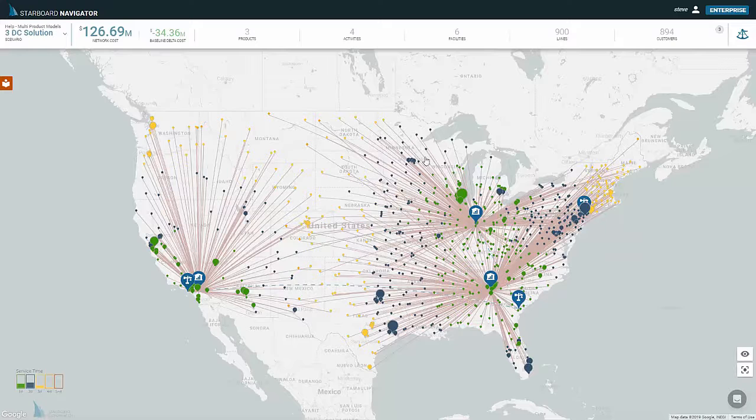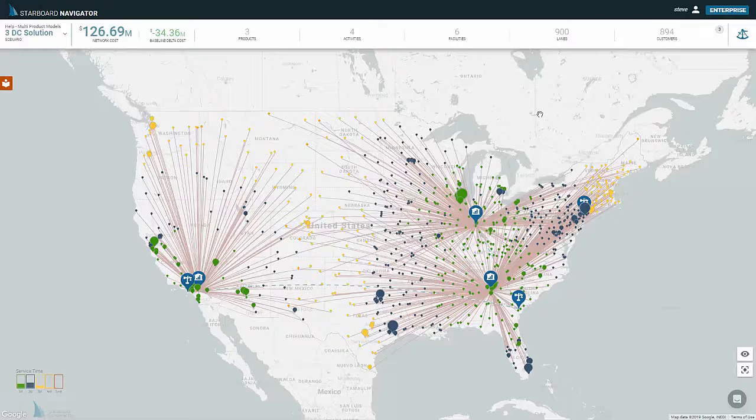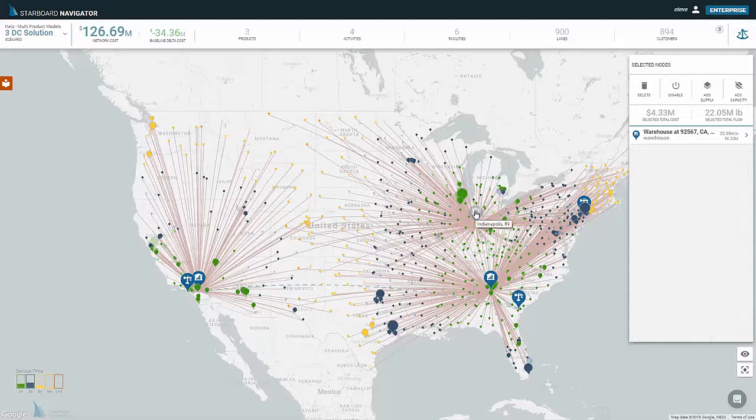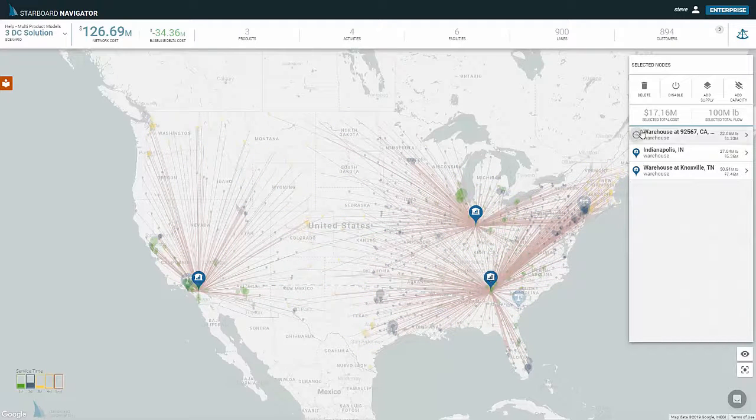Now that's the scoreboard, but I can also figure out things by right-clicking over a node. And I see that this warehouse in Indianapolis is costing me $5.34 million and that it's got 27.4 million pounds of flow. Or I could click on all the warehouses. I've selected 3 warehouses and I know the combined cost for each warehouse is 17.16, and the total flow through them is 100 million pounds.